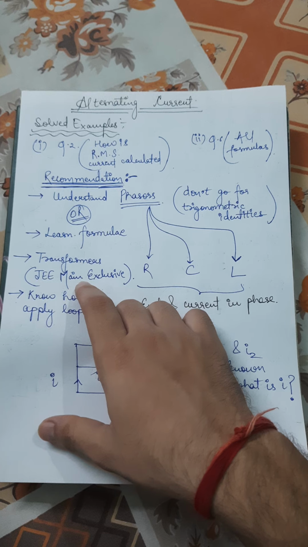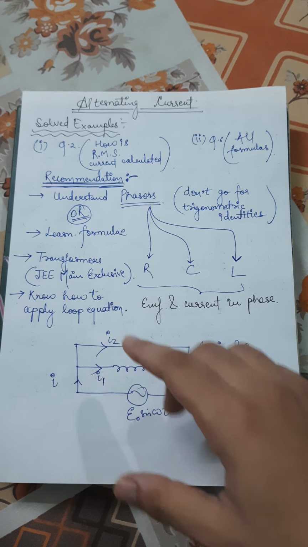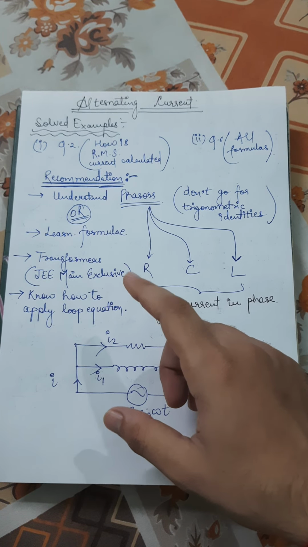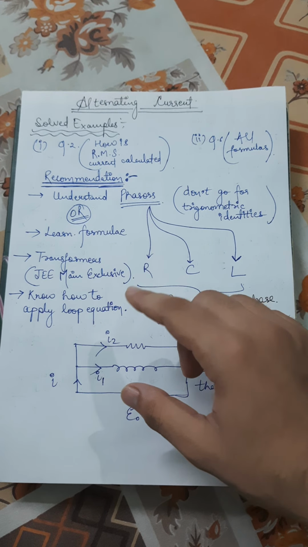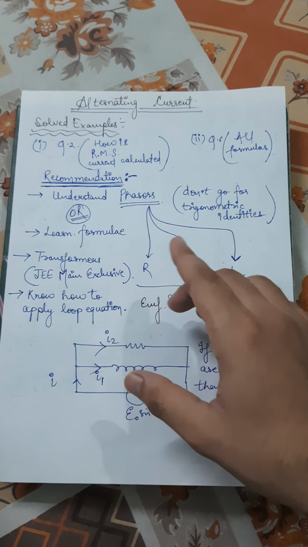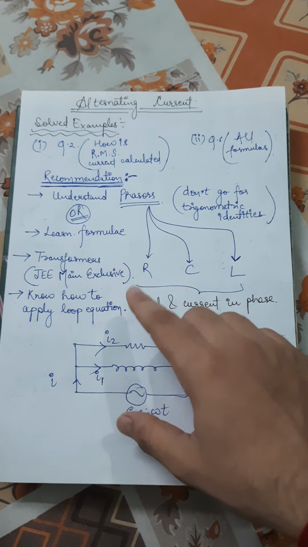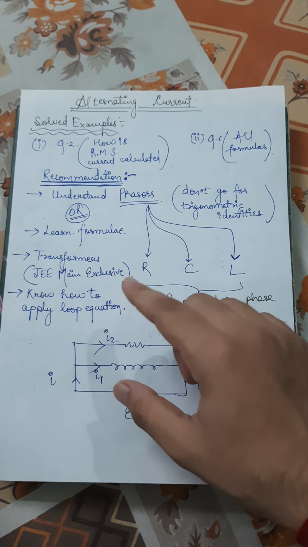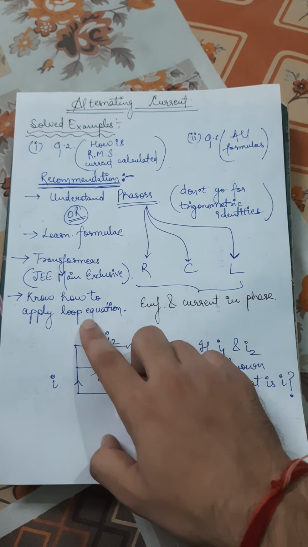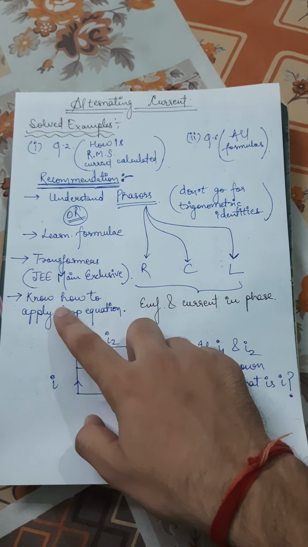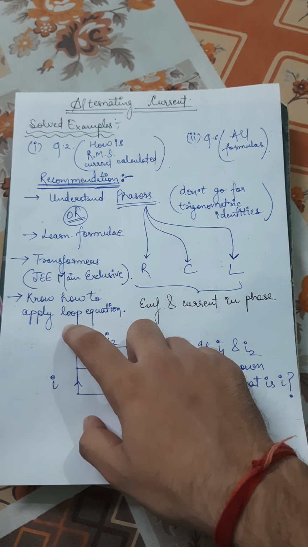Then comes transformer. It is a JEE Main exclusive topic. You should remember the ratio of input upon output voltage, whether it is directly proportional to current or inversely proportional to current, or directly proportional to number of turns or inversely proportional to number of turns. Then you should know how to apply the loop equation, right? This is a very important part. You may have learned it in current electricity in Kirchhoff's law.